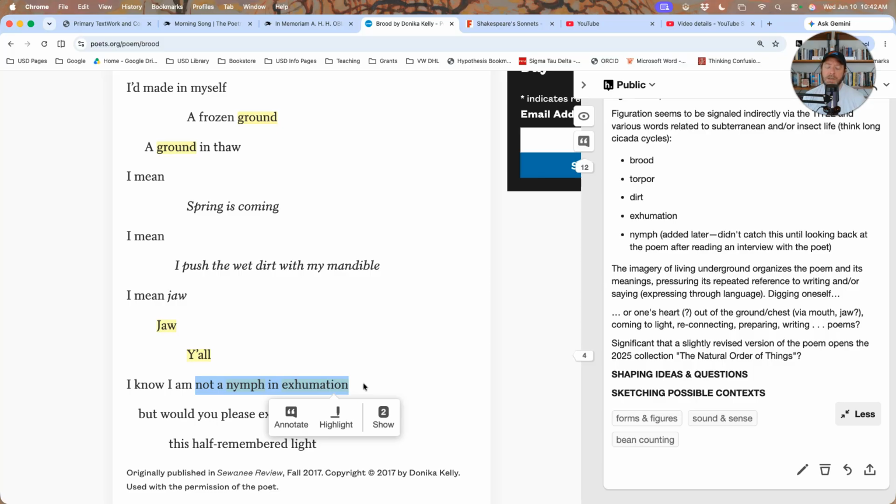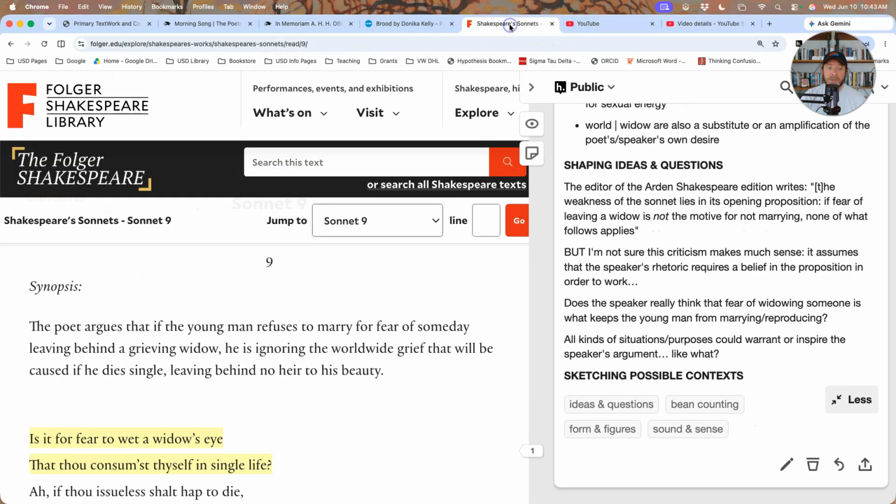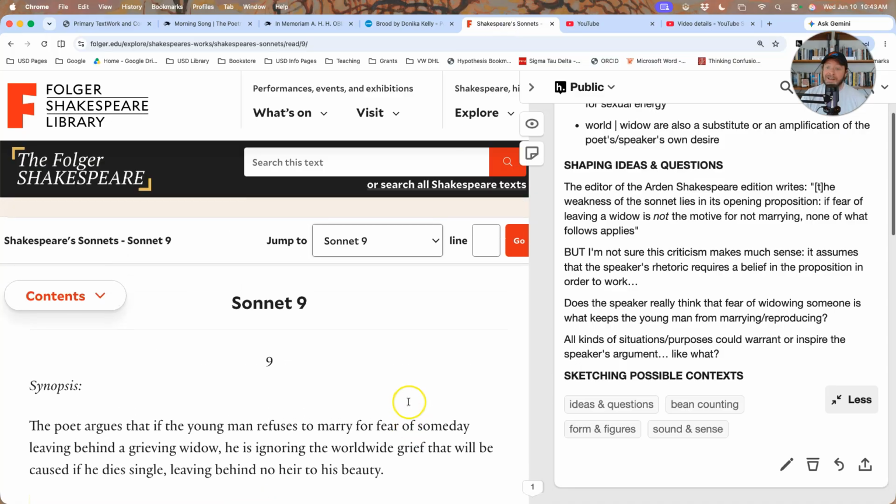The other poems in the collection that Kelly published almost a decade after the initial publication of this poem in Sewanee Review. In the case of In Memoriam and Shakespeare's Sonnet 9, the possible contexts there would also include the other sections or other sonnets that surround these specific poems, in addition to thinking about what other scholars have thought about some of the ideas and questions I raise with respect to them.